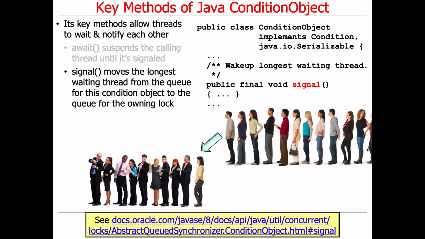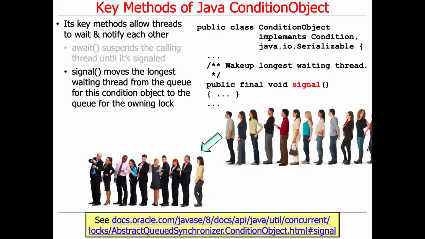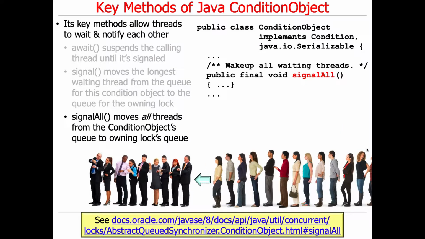Signal takes whoever's been waiting the longest and moves it to the queue for the owning lock. So remember, there's somebody who owns the lock, who owns the entrance queue. Remember, there's always a lock associated with a condition object. And when you do signal, it takes one thread, whoever's been waiting the longest, and puts it on the queue for the owning lock. In contrast, signal all takes all the threads and puts them on the owning lock's queue. So signal will take one thread, let's say this person there, and put them here, whereas signal all puts them all on the owning lock's queue.